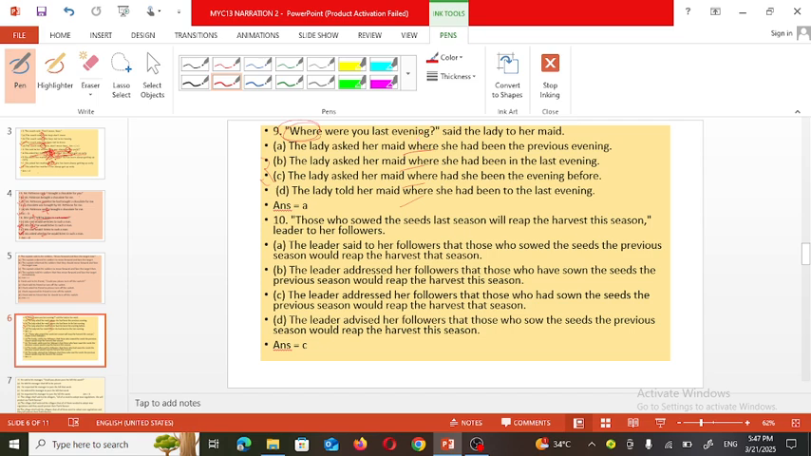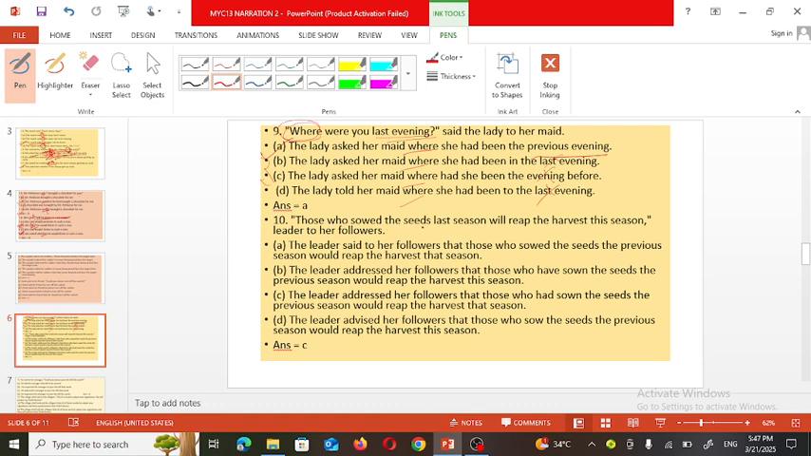So you were last evening. You were means simple past. So it should be changed into perfect past. So where she had been, she had been, and the last evening. Last means previous evening. So here last evening is written, so wrong. Evening before, wrong. Last evening, no. Previous evening. So only option A is correct. See, we have to apply rules here, then only you are able to judge which one is the correct or accurate statement. Now see the next one.